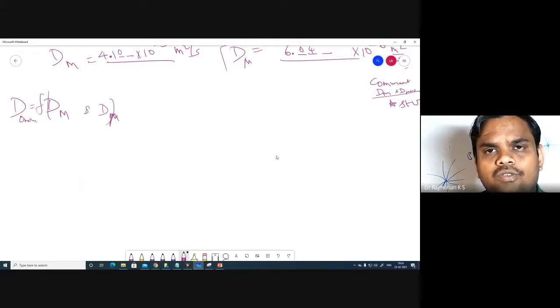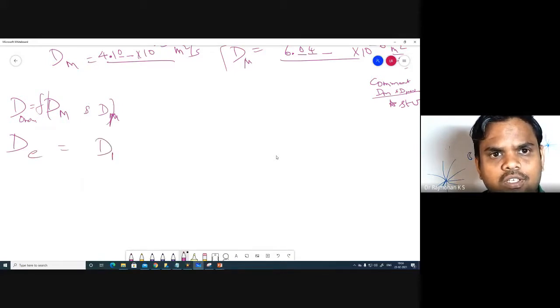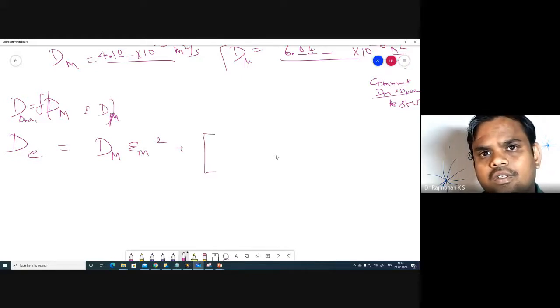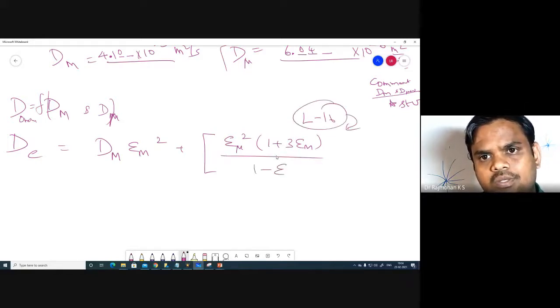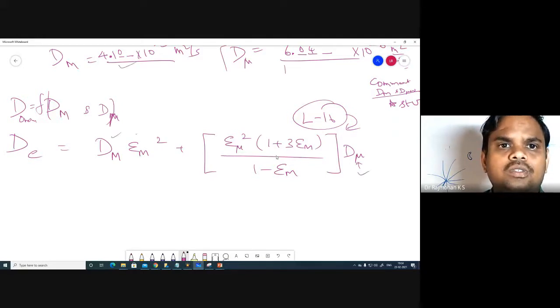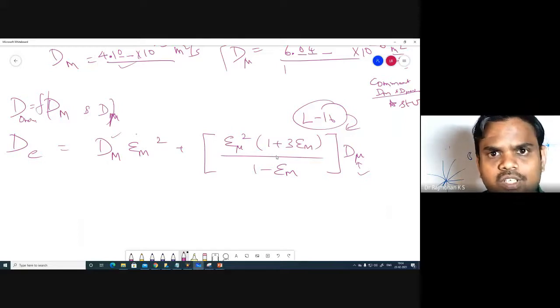So we have the expression: D effective is equal to dm into epsilon m square plus, bracket open, epsilon mu square into 1 plus 3 epsilon m divided by 1 minus epsilon m (please refer to lecture number 16, where we have explained that), close the bracket, into d mu. So we have the d mu value, dm value, epsilon m value, epsilon mu value. Substitute all the 4 values.